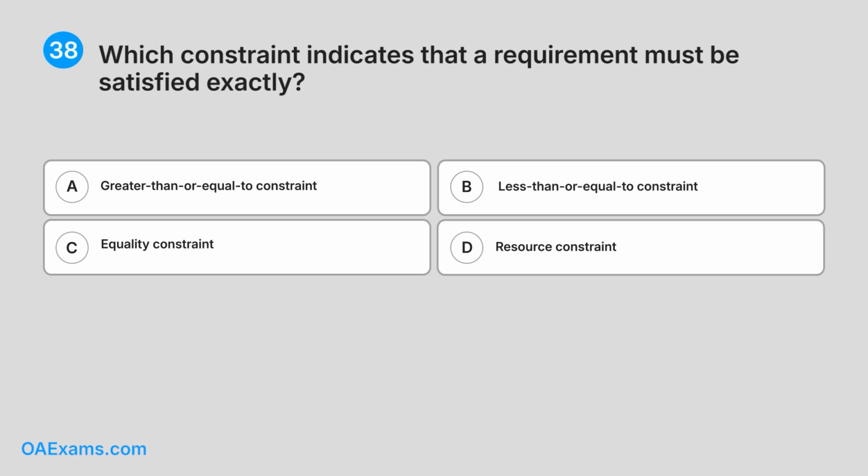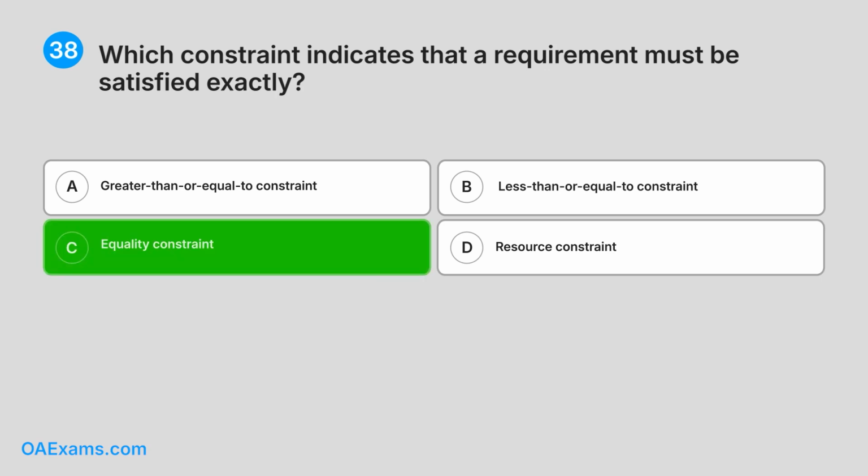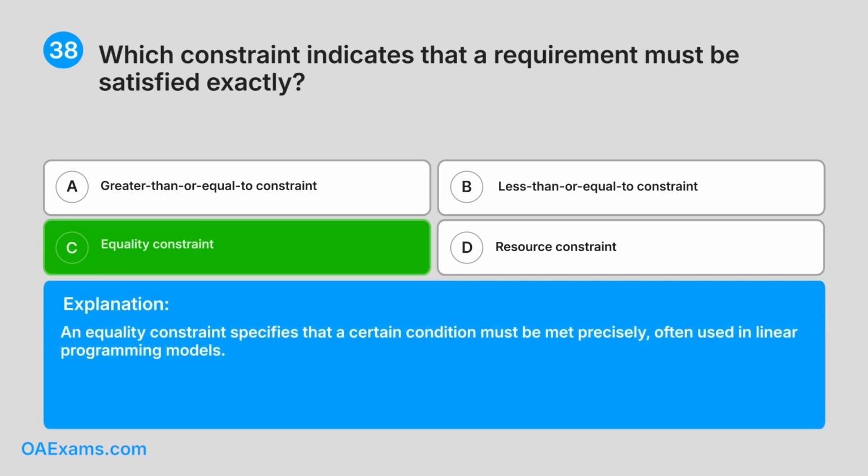Correct answer. C. Equality constraint. Explanation. An equality constraint specifies that a certain condition must be met precisely, often used in linear programming models.